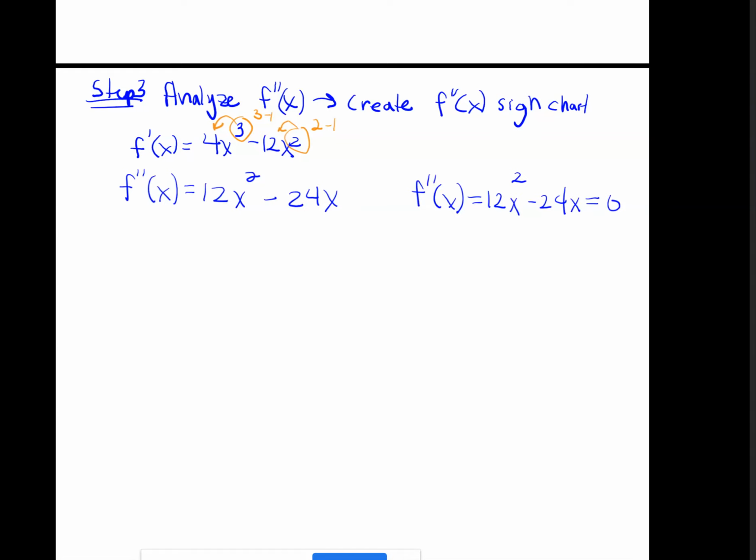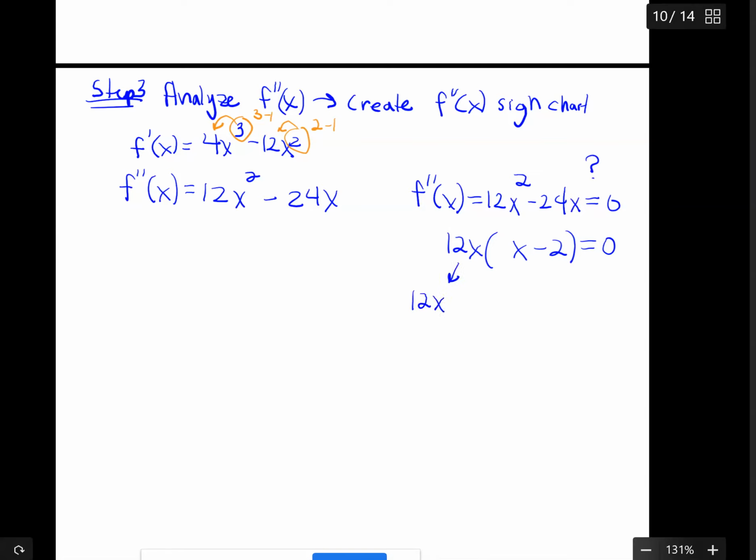So I labeled this one second derivative and its partition numbers are 0 and 2. And the second derivative was 0 at both of those points. So just do your test numbers real quick. I'll be quiet while y'all do your test numbers. Oh, before I'm totally quiet, just make sure you're plugging them into the second derivative to test this time because it's a second derivative sign chart.